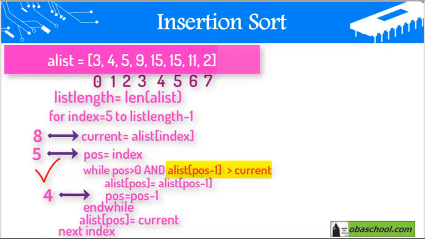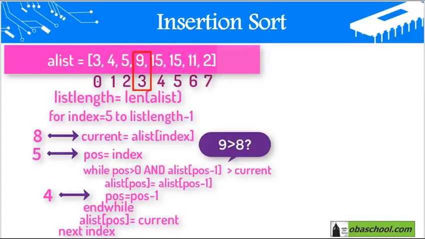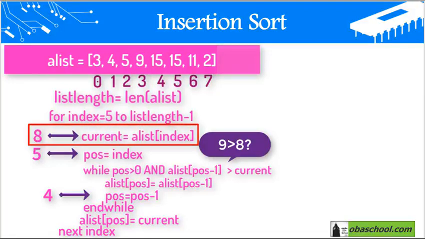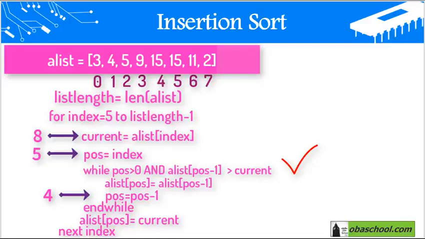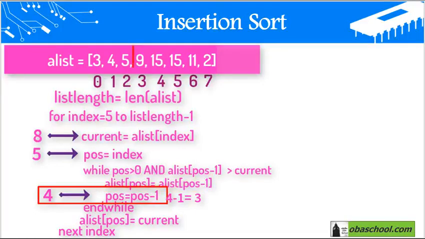And a list pose minus 1, which is 4 minus 1 equal 3. The value on index 3 is 9. Is 9 greater than the current, which is 8? This condition is true, so we enter the loop while. Now we are putting in a list pose, which is 4. We are putting in index 4 the value found in index 3, which is 9.